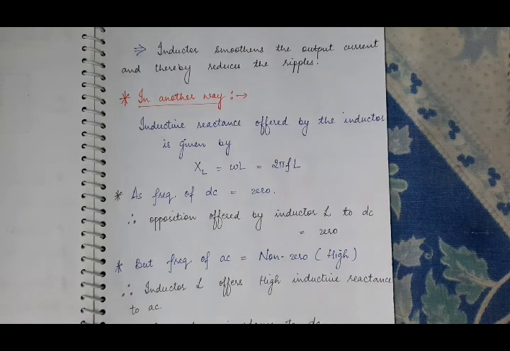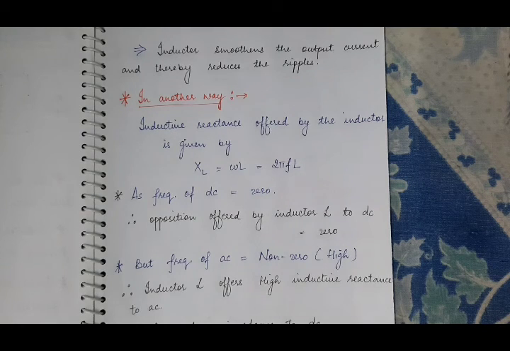We can also view this problem in another way. We know that an inductor offers inductive reactance to the flow of current, and the inductive reactance offered by the inductor is given by XL, which is always equal to omega times L, where L is the inductance of the inductor and omega is the angular frequency. We know that omega is 2 pi nu or 2 pi f. And we know that for DC, the value of frequency is 0.